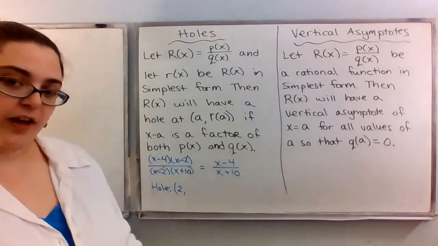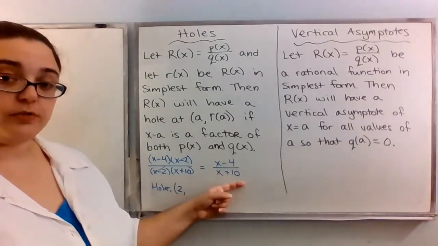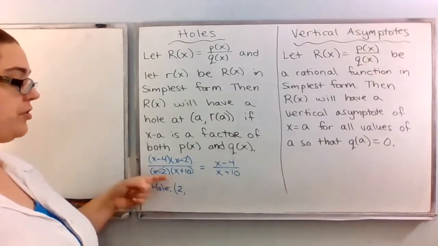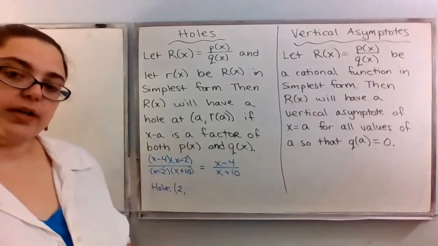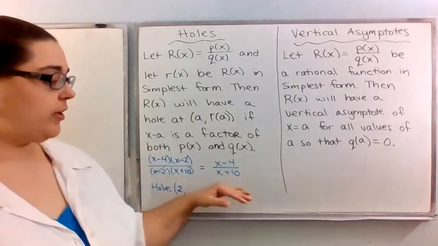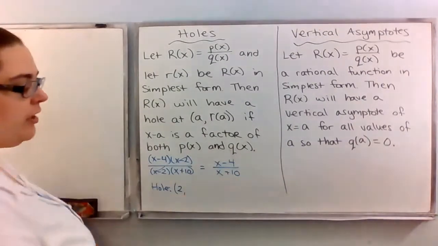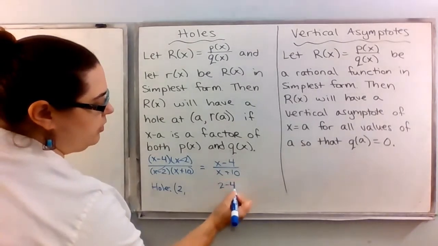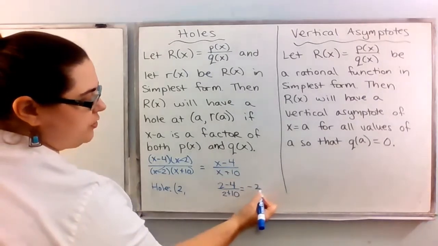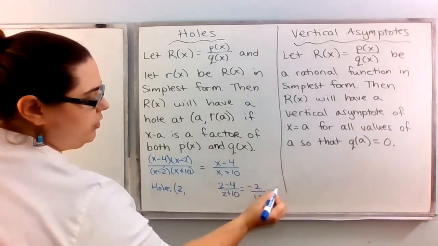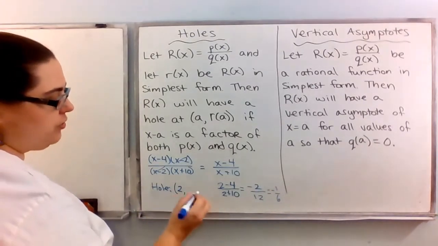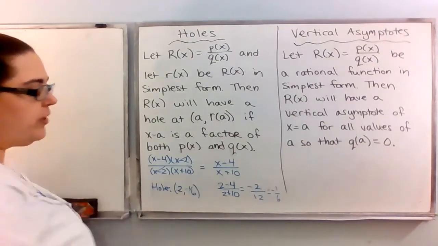To figure out the y value, I'm going to take this reduced or simplest form version and substitute 2 into that. If I try to substitute 2 into the original function, I'm going to run into a problem because I'm going to get 0 over 0, which is undefined. So that's why we're going to substitute into this function here. So we'll do 2 minus 4 over 2 plus 10. So that will give me negative 2 over 12, or negative 1/6. So this function will have a hole when x is 2, and the y value of that hole will be negative 1/6.